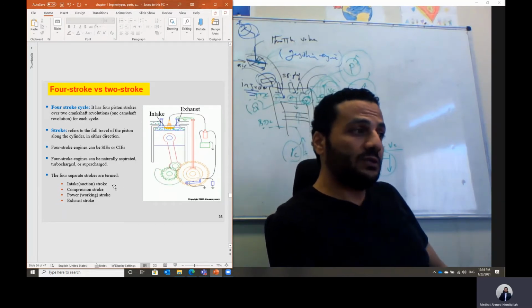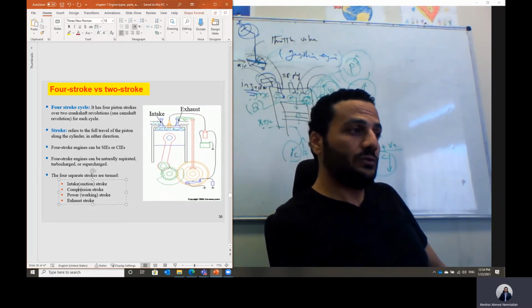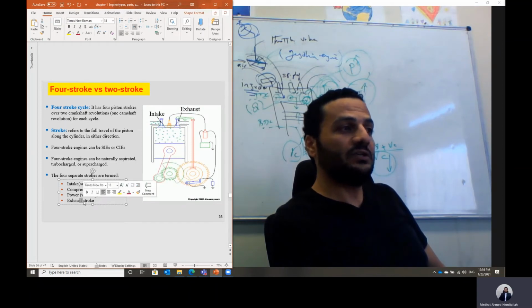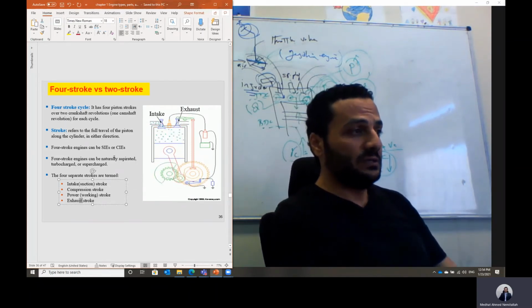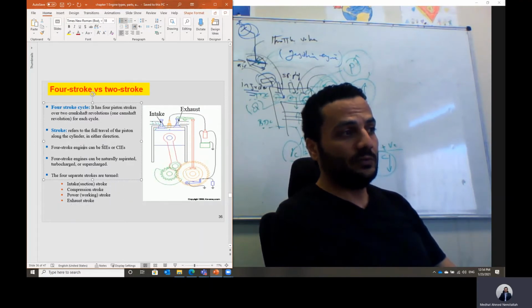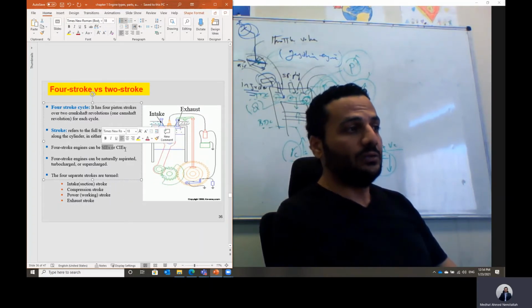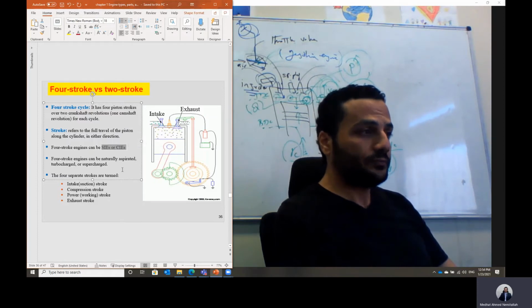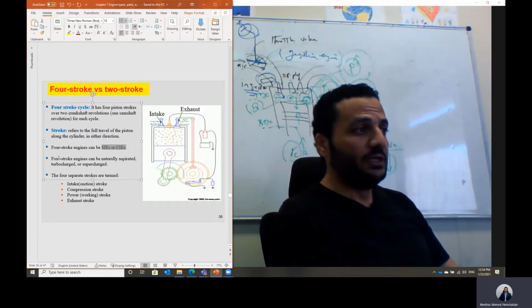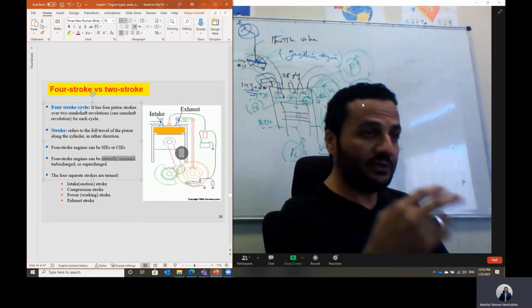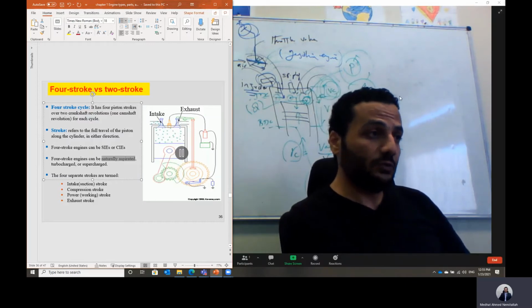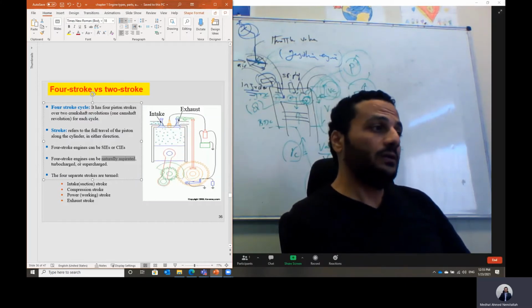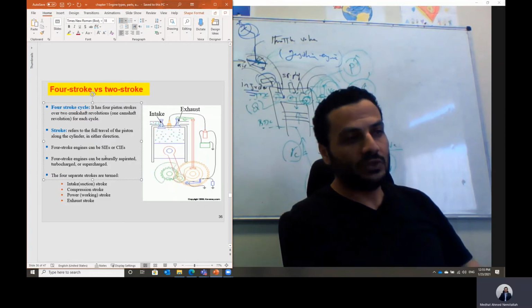The 4 strokes are the intake stroke or suction stroke, compression, power stroke, and the exhaust stroke. Then the cycle is repeated. A 4-stroke engine can work for spark ignition, and also for compression ignition. It can also work naturally aspirated, like in our case, where we are naturally aspirating air, or it can be turbocharged or supercharged.